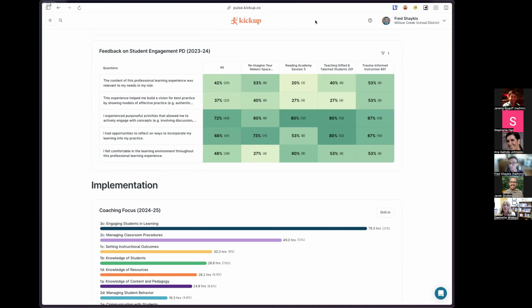Yeah, so all data types from across anywhere in KickUp sync in real time. So there isn't anything that users have to do for it to update. In fact, if you have a dashboard open and there's fresh data that comes in, it should update automatically for any type of data. Any other questions?